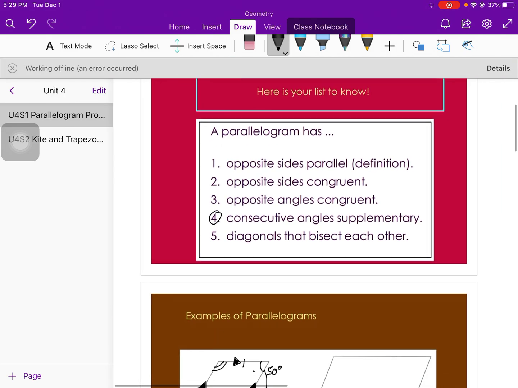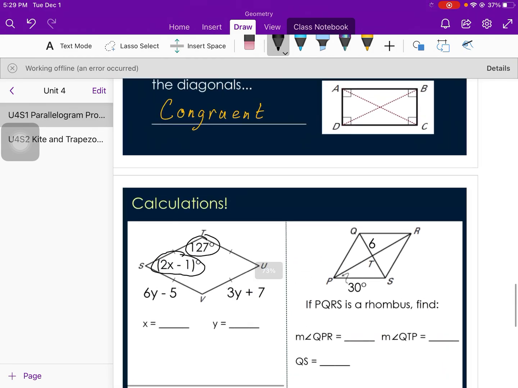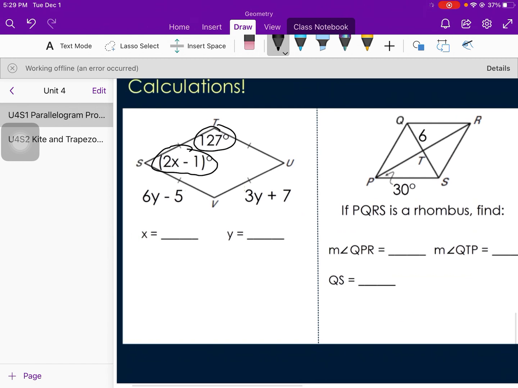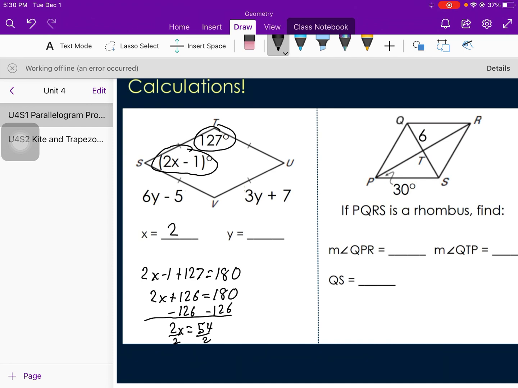Let's go back down to the bottom. And supplementary, if you recall, means to add to 180. 2x minus 1 plus 127 equals 180. We get 2x plus 126 equals 180. Subtract 126. 2x equals 54. Divide by 2. And we get x equals 27. And we can plug it back in to check it out.